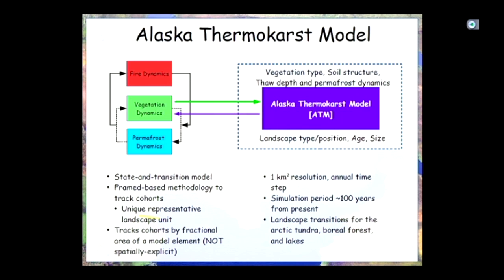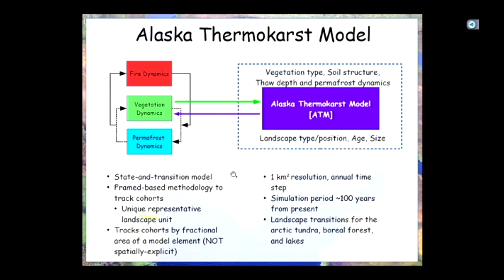So this is the Alaska Thermokarst model. It's over here. I have a dotted box around this because at this point it's a standalone model, but eventually we will be coupling it with the TEM model. What we will be passing back to the main IEM model is landscape type and position and its age and the size of that land cover type.